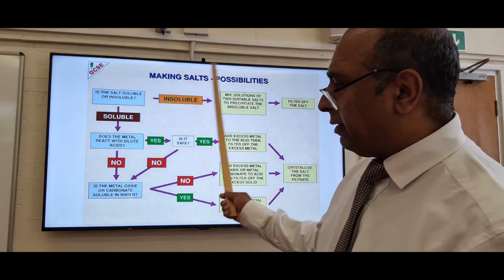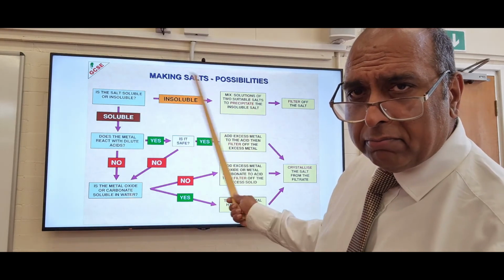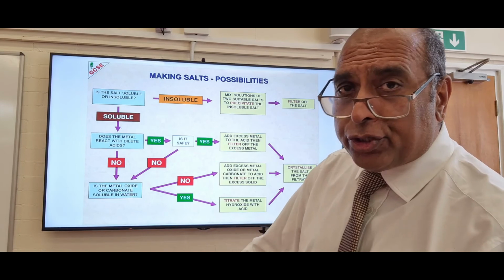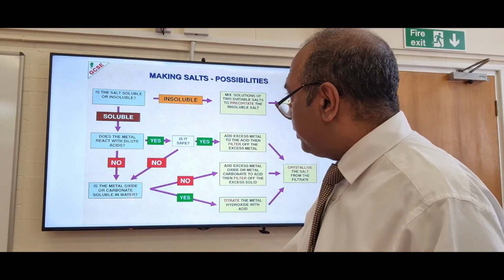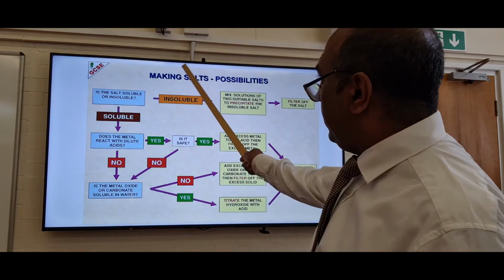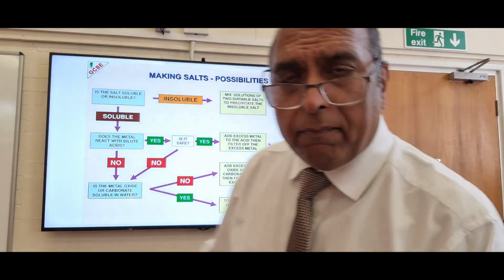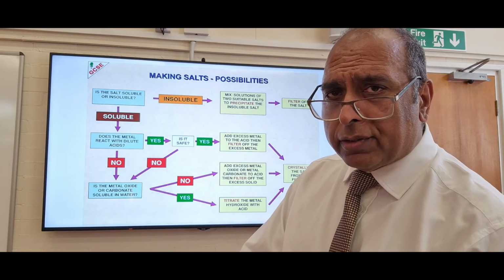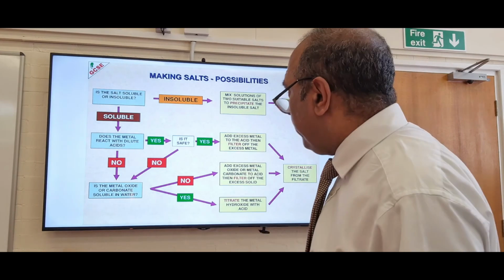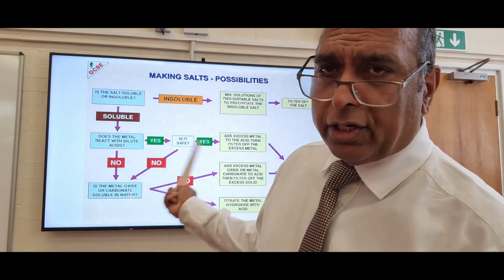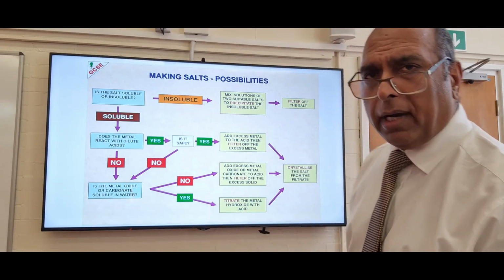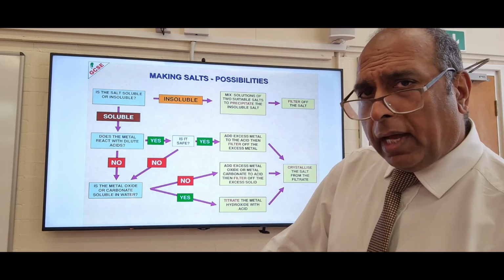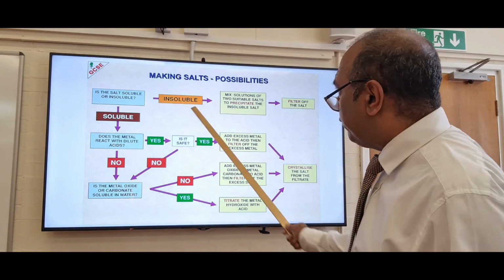Now, there is a general flow diagram like this, and I'm going to introduce you to two such flow diagrams, but making salts is what pupils find pretty hard, knowing what method to use, and I'm going to introduce you to three methods, and you can come back and look at that if you want, but I will display it again in the next video, and I'm going to focus on the next video.